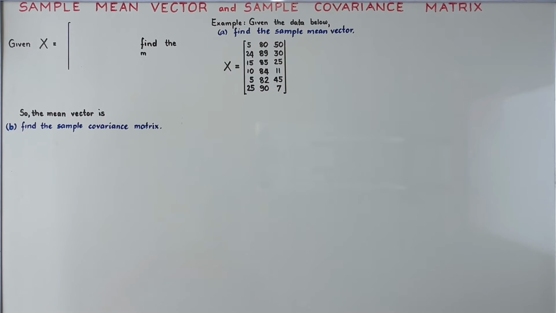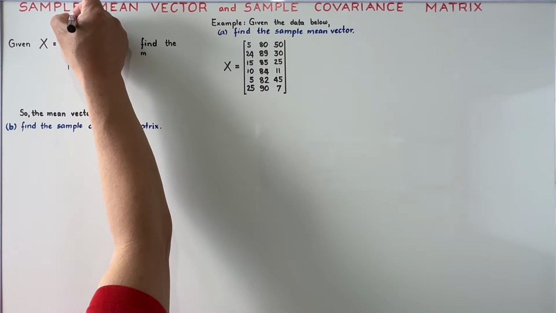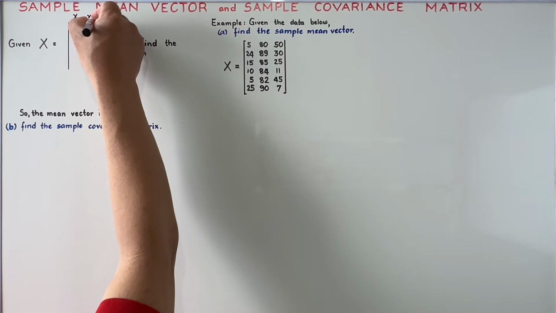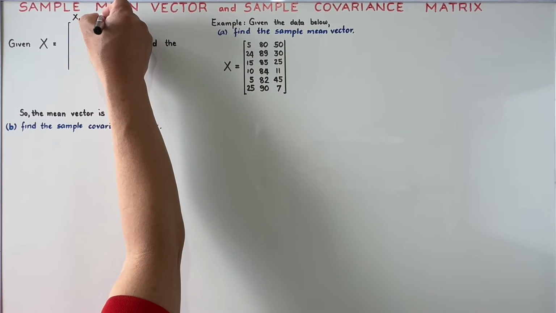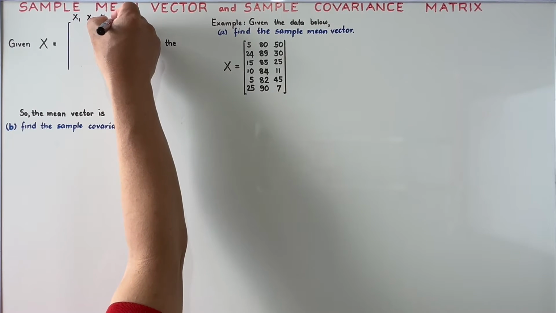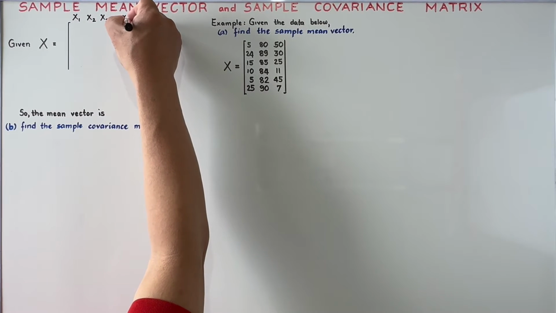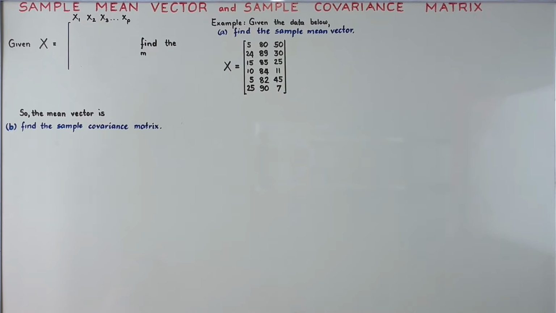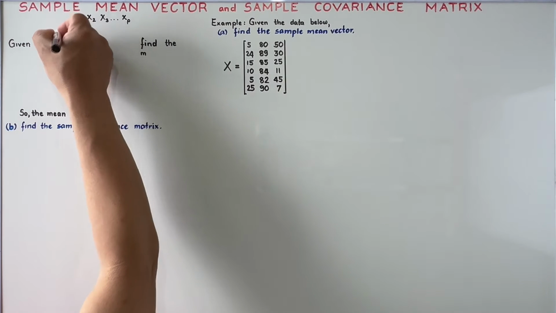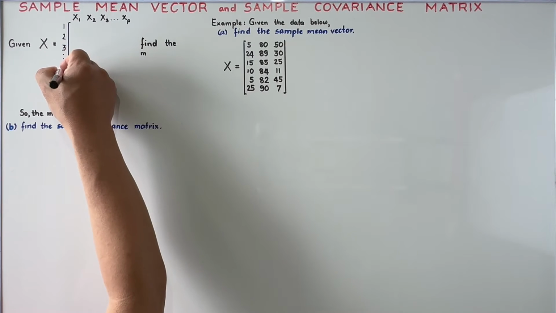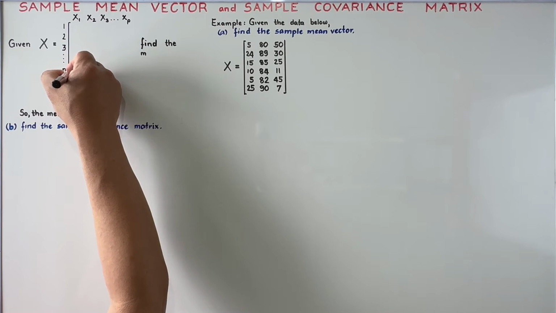these variables. For example, you want to study variable x sub 1 and another variable, say variable x sub 2, and then variable x sub 3, and so on and so forth until you reach the last variable that you want to study, say p variables, and obtaining n observations for these variables. So you have n observations here.